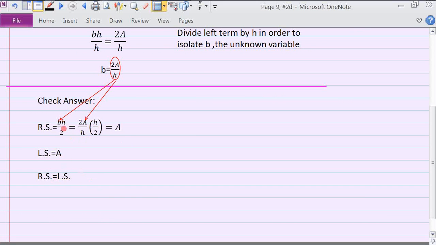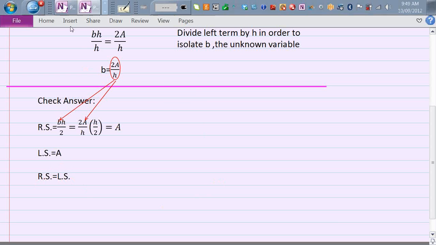Now let me repeat that again. I went to the right side of the equation. It says BH over 2. I'm going to substitute for the B. I solved 2A over H. I'm going to put 2A over H for the B. I still have the H and the 2 here. The 2 cancels with the 2. The H cancels with the H, and I'm left with A. The left side of the equation is A. I've shown that the right side equals the left side.